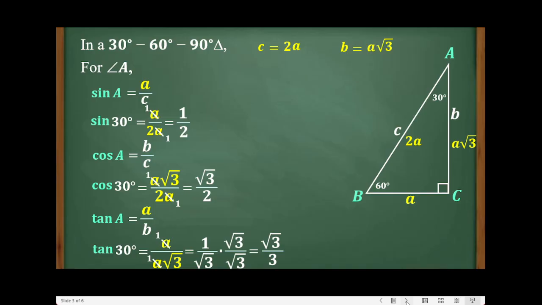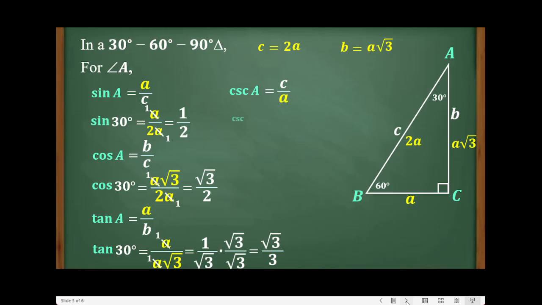Next. Of course, at this point, we have already defined the first 3 trigonometric ratios of 30 degrees. And right now, we will go to the remaining 3, or what we call the reciprocal trigonometric ratios of 30 degrees. Let us begin with the reciprocal of sine 30 degrees, or should I say sine of A, and that is the cosecant of A, which is the reciprocal of sine of A. We know that is C over A.